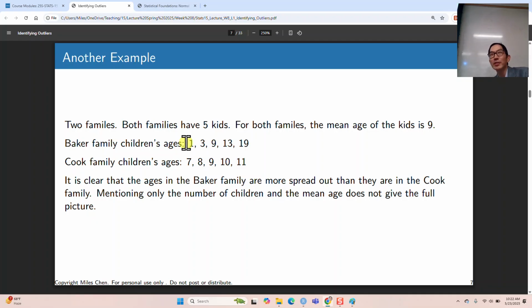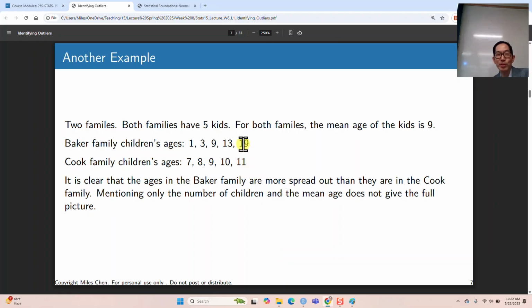Okay, and you go, oh, okay, two families, 5 kids, average age is 9. But what are the ages? In the Baker family, from youngest to oldest, the ages are 1, 3, 9, 13, and 19. And in the Cook family, from youngest to oldest, the children are 7, 8, 9, 10, and 11. If you imagine what life looks like in the Baker family and in the Cook family, life looks quite a bit different, right?